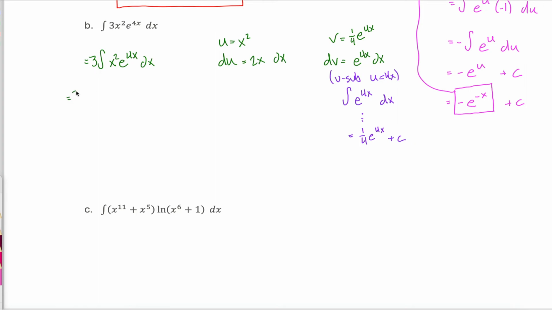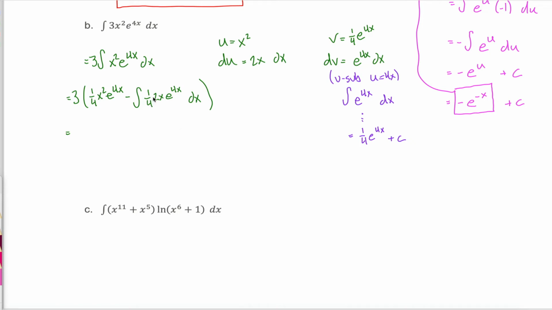My integration by parts formula tells me that the integral of x squared e to the 4x, so I need 3 to be multiplied by this entire thing, the answer that I get here, is u times v, which I'll write as 1/4 x squared e to the 4x, minus the integral of v du, which I'll write as 1/4 times 2x e to the 4x. This is kind of ugly looking. First, make sure you can follow all the moving pieces. Then think about how you could clean this thing up.